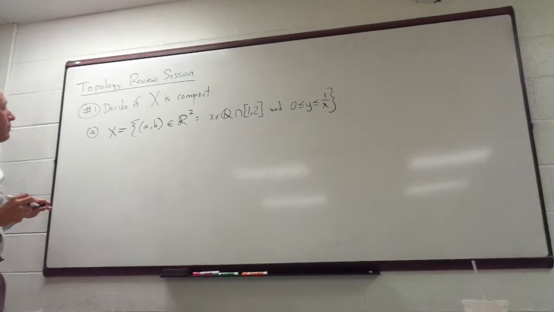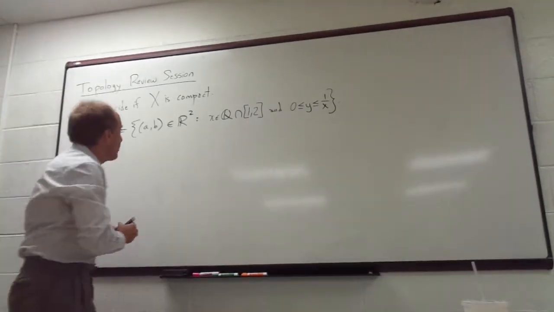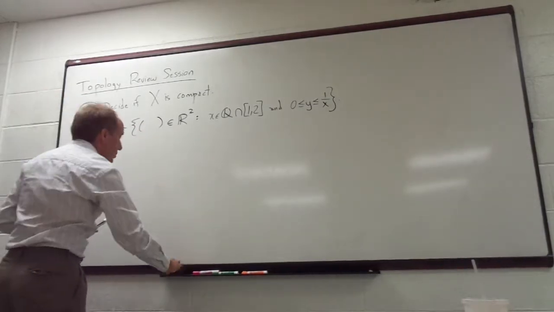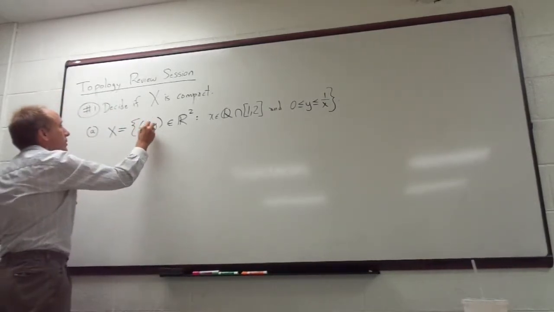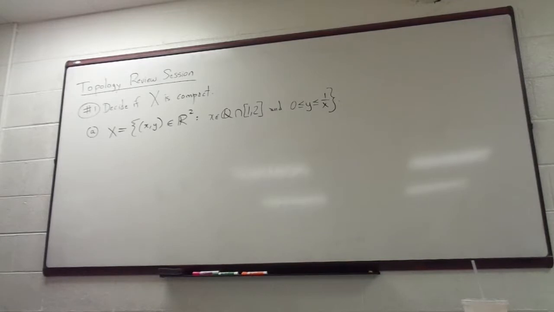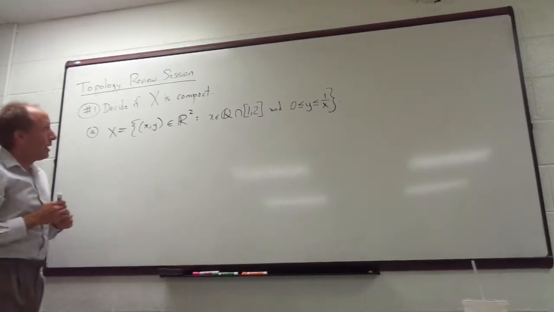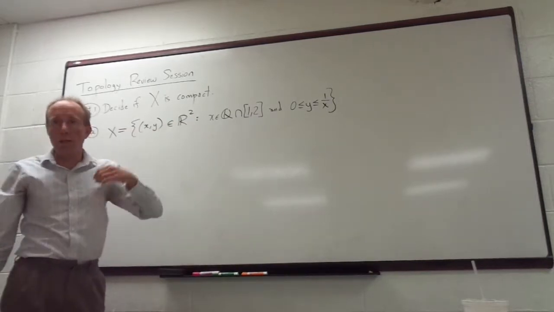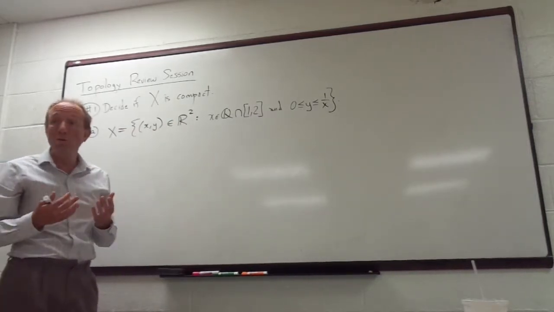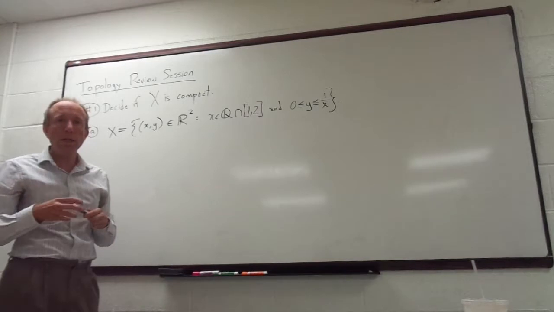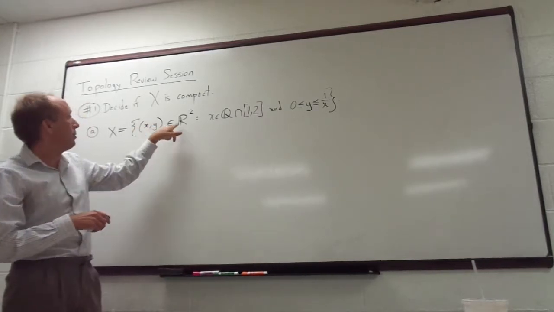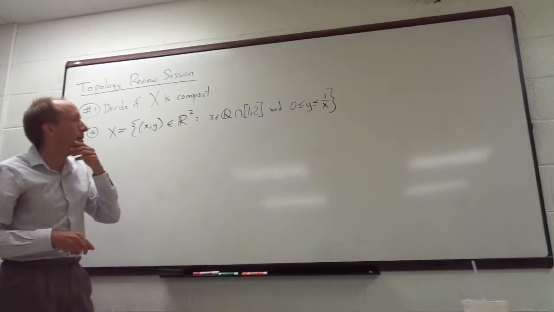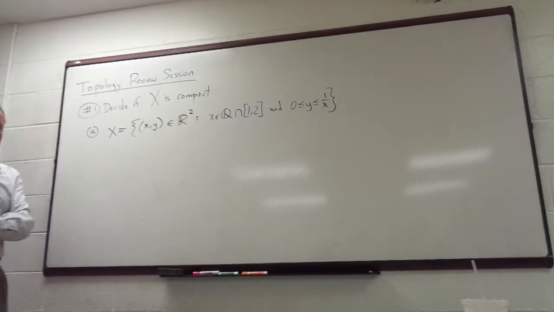X comma Y, right? The order? Oh, yeah, that should be x comma y. Sorry, this is just little x comma little y. Thank you. So it's just a subset of R squared. Now I didn't give you a topology here, so you should just assume that the topology is induced from the Pythagorean topology on R squared. So that's what we're looking at.